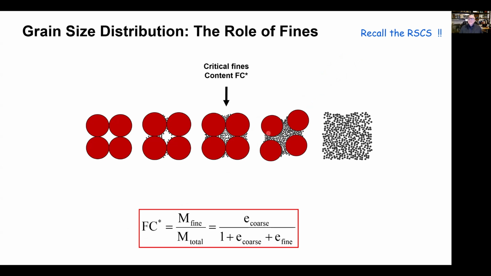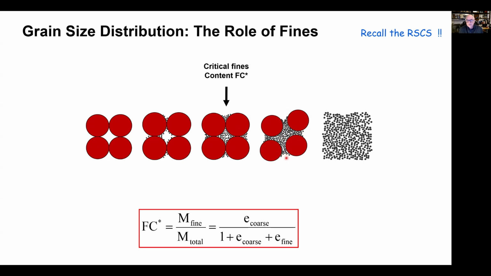Now, what other things affect permeability? Well, go back to the revised soil classification where we highlighted the importance of fines. Remember that there were 2 thresholds. One threshold where the fines were plugging the large holes between the coarse grains, and another threshold when there were enough fines to separate the grains.